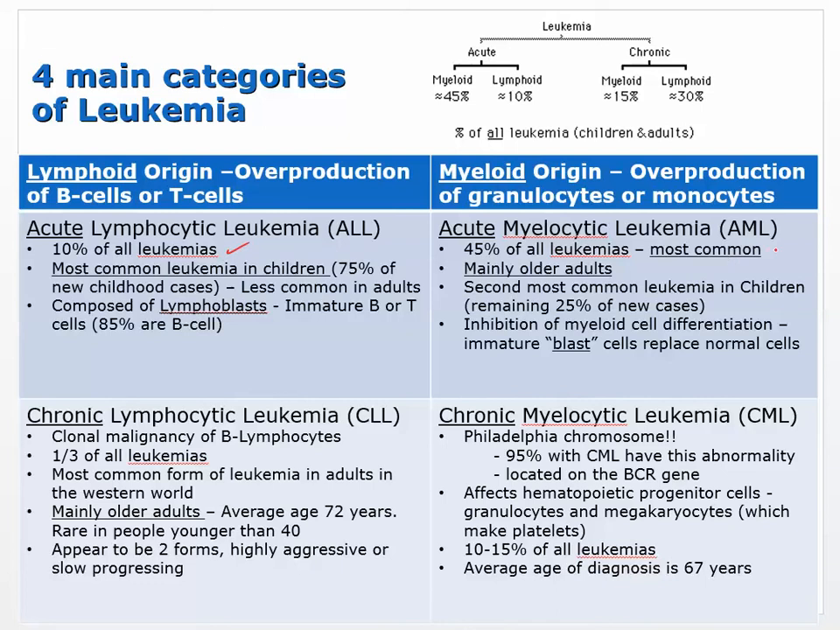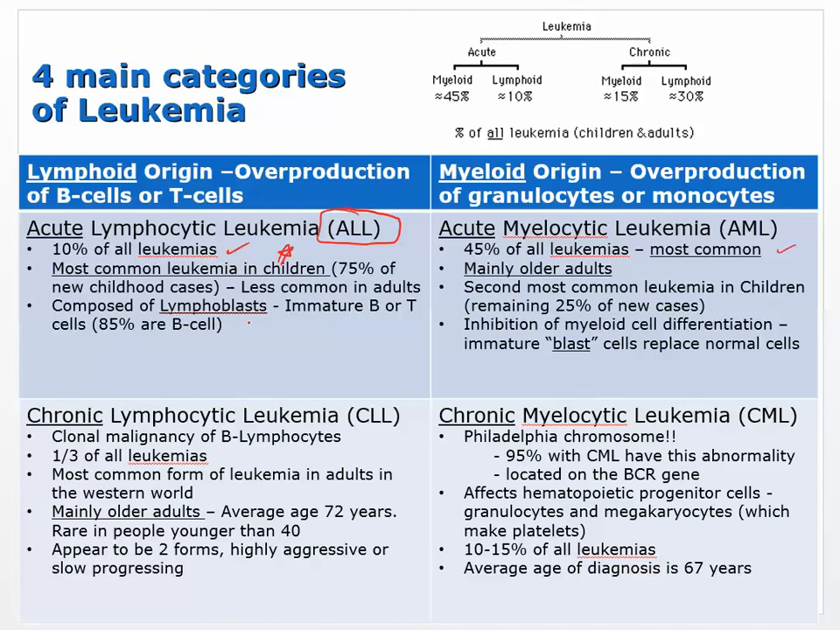Acute myelocytic is 45% of all leukemias. However, acute lymphocytic leukemia, ALL, is the most common leukemia in children, and that's something to take note of. So most children who get leukemia are going to get the ALL, the acute lymphocytic type. It's less common. You don't see it as much in adults.